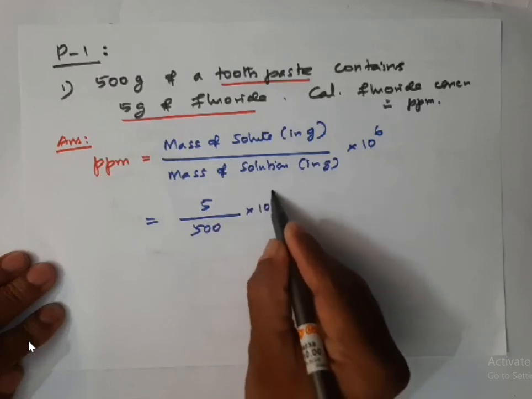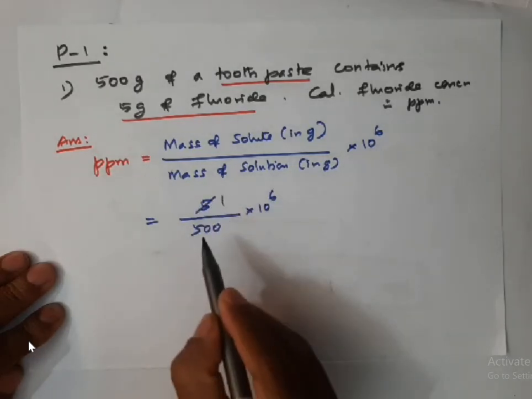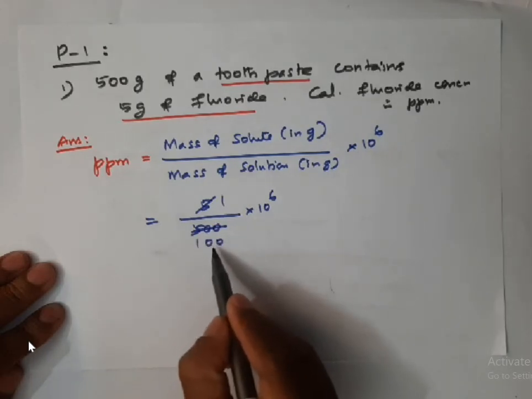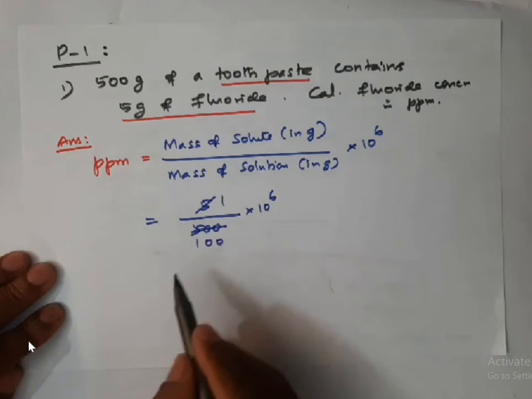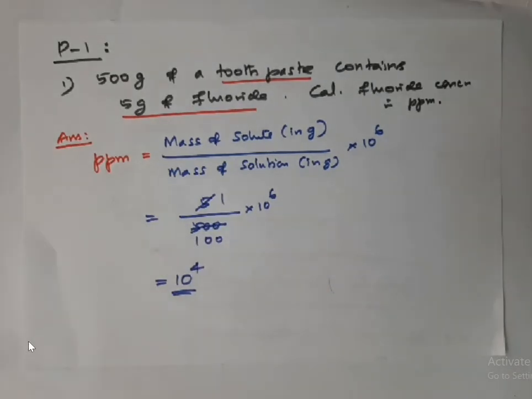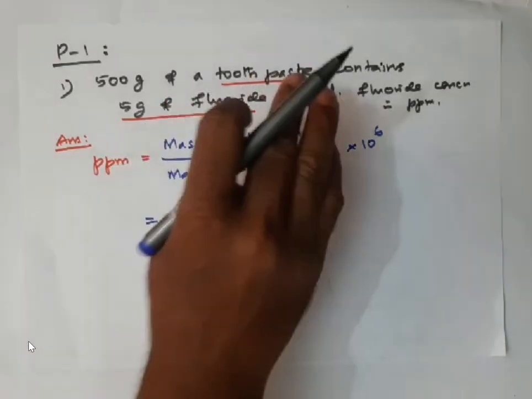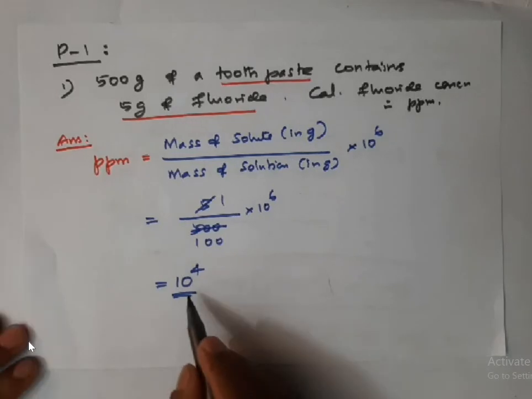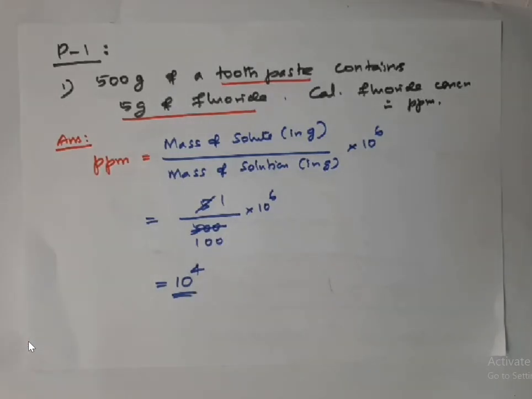Now, mass of solute is available, 5 gram, divided by mass of solution, 500 gram, into 10 power 6. So, 5 by 500 is 1 by 100. 100 means 10 power 2. So, 10 power 6 by 10 power 2 will give you 10 power 4. Is it clear, students? Yes, sir. So, fluoride concentration in the toothpaste is 10 power 4 ppm. 10 power 4 ppm of fluoride is present in the toothpaste. Very simple problem, easy to understand.